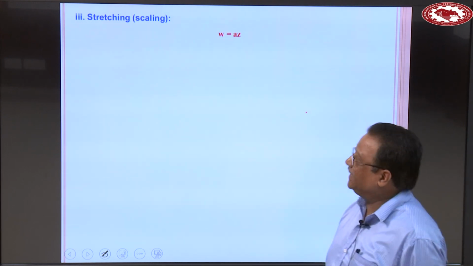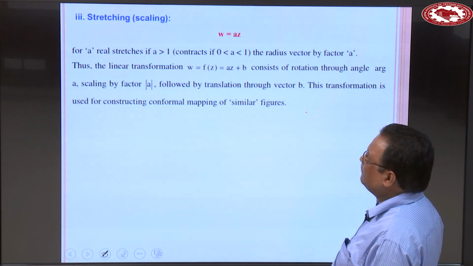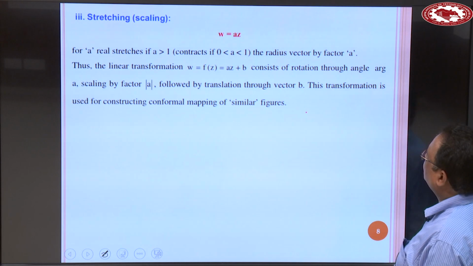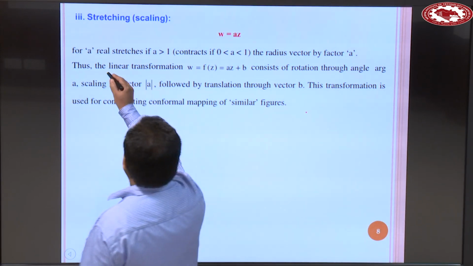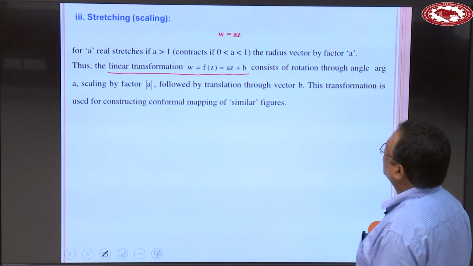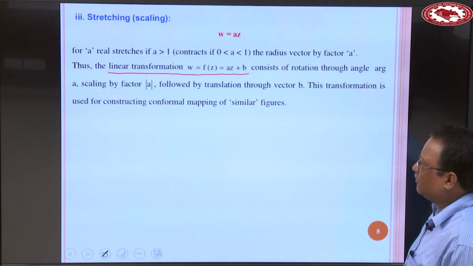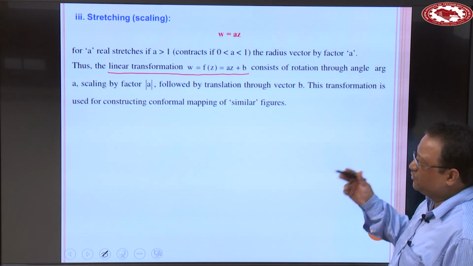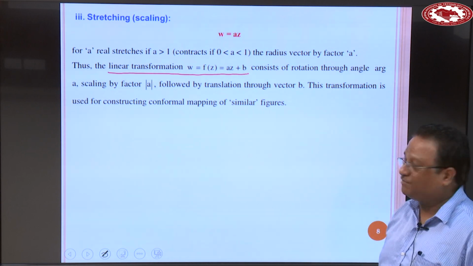w is equal to az. Clear? For a real, it stretches if a is greater than 1 and contracts if a is between 0 and 1, the radius vector by factor a. Thus this type of linear transformation w is equal to f(z), which is equal to az plus b, consists of rotation through angle argument a, scaling by factor magnitude of a, followed by translation through vector b. This transformation is used for constructing conformal mapping of similar figures.